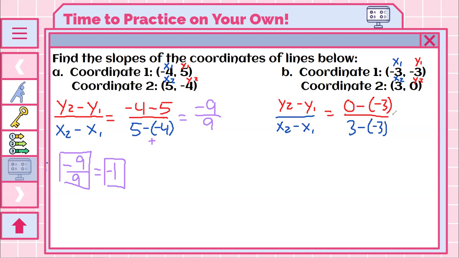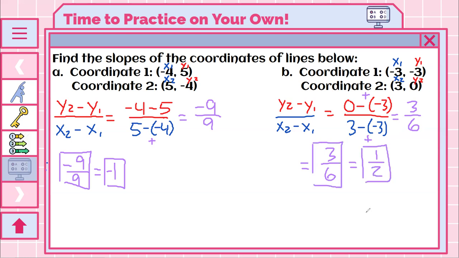From here, you have your subtraction. Again, you have a minus and negative. That really becomes plus. And 0 plus 3 is just 3. Same thing here. We have a minus and negative that really becomes plus. And 3 plus 3 is 6. Meaning your final slope should be 3/6. If you like to simplify, you could have also turned this into 1/2. But they do mean the same thing. 3/6 or 1/2 is your slope.